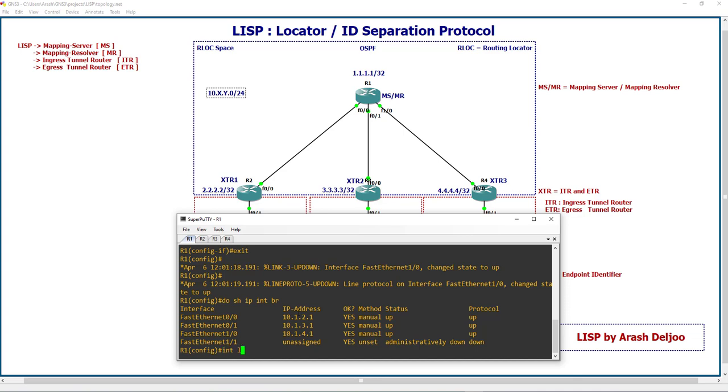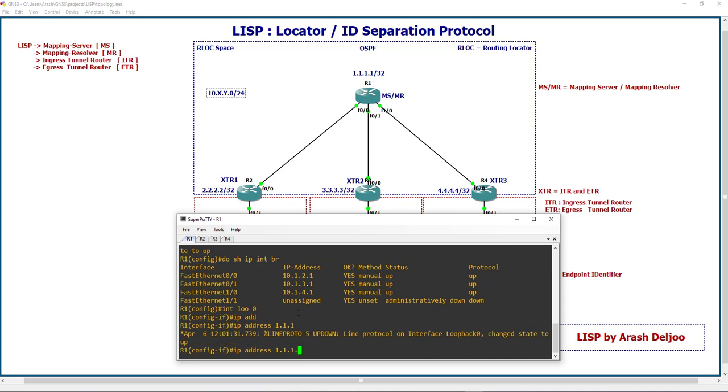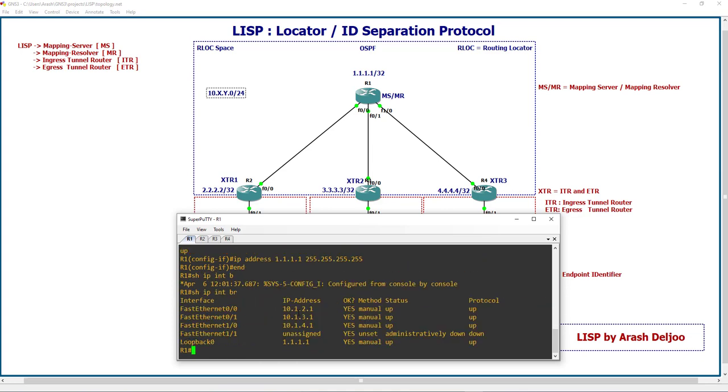And also we need one loopback interface, loopback 0. The IP address of the loopback is 1.1.1.1, 255.255.255.255. That's it. This is the initial configuration of R1. Show ip interface brief now shows us the loopback interface. Let's go to router 2.